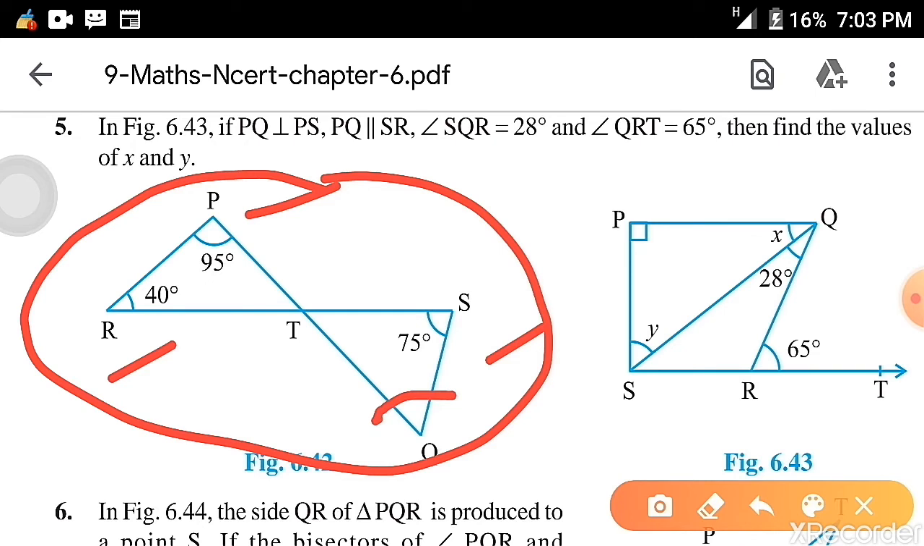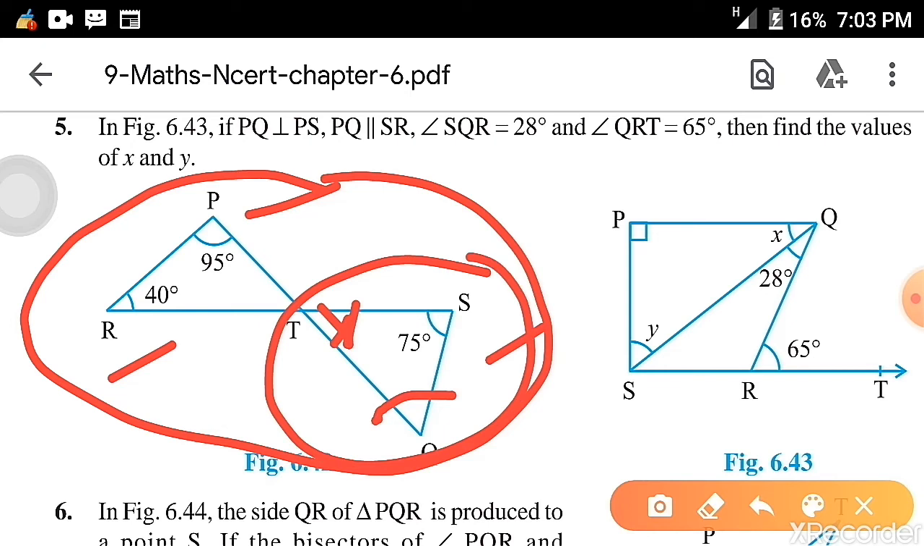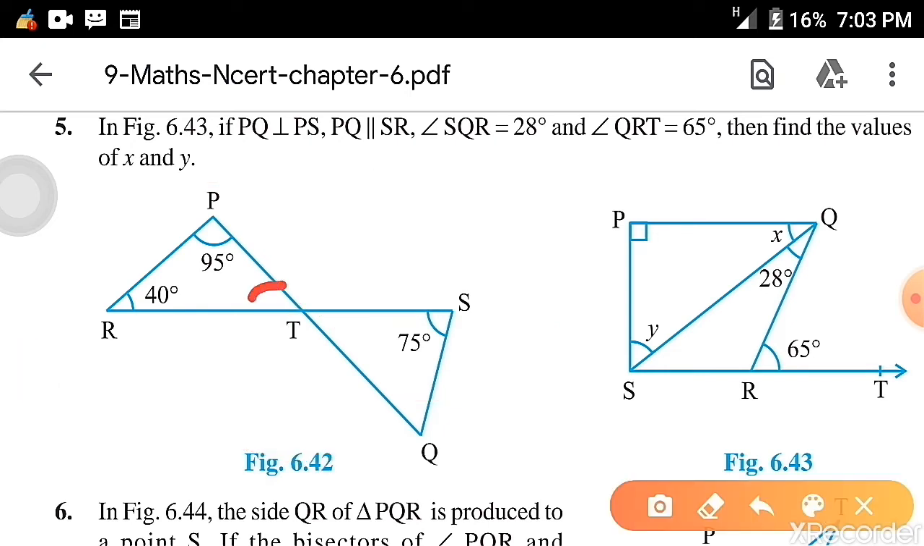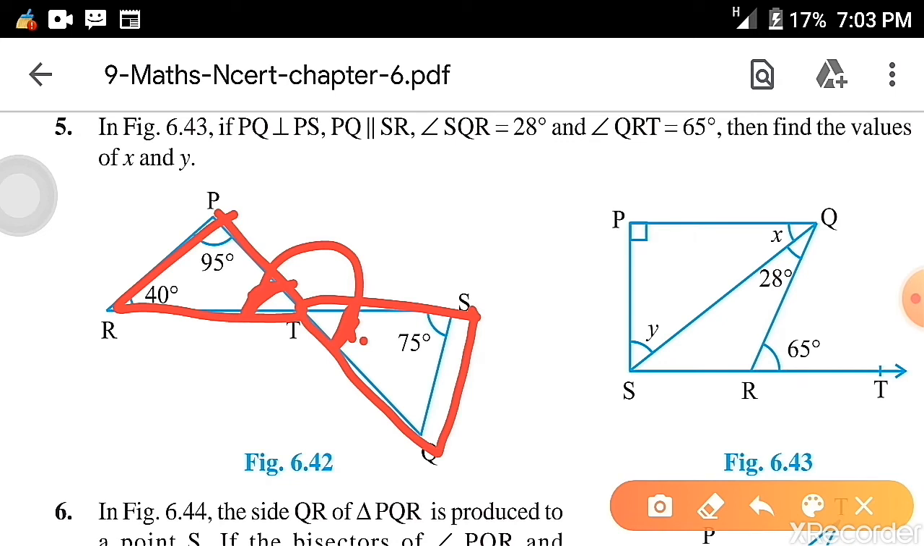For that angle, first we need this angle so that we can apply the angle sum property in this triangle. So first we have to find out the angle PTR by the angle sum property in this triangle. When you get this angle, this angle and this angle will both be equal to each other because these are vertically opposite angles. Then we will again apply the angle sum property in this triangle and we will find the final answer.